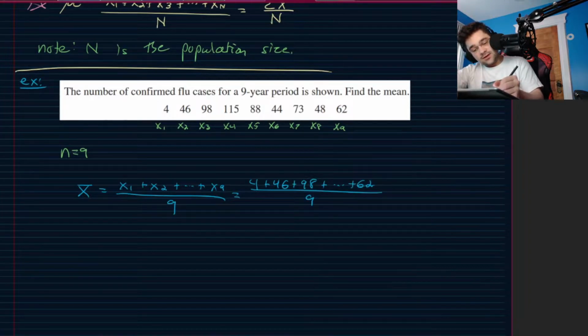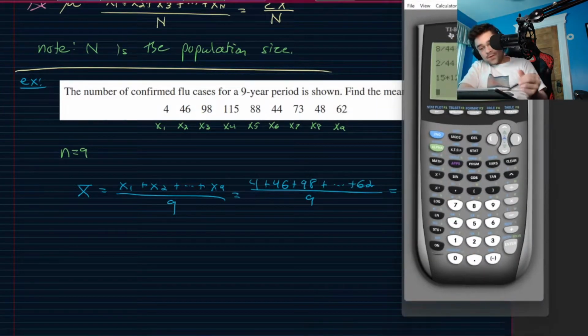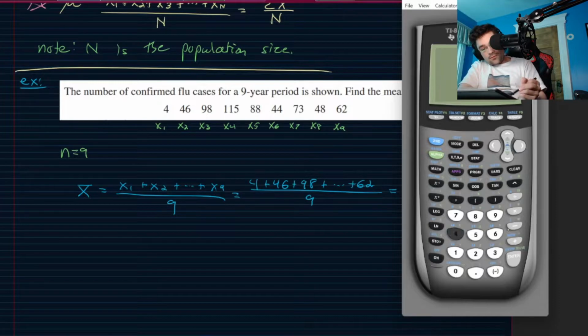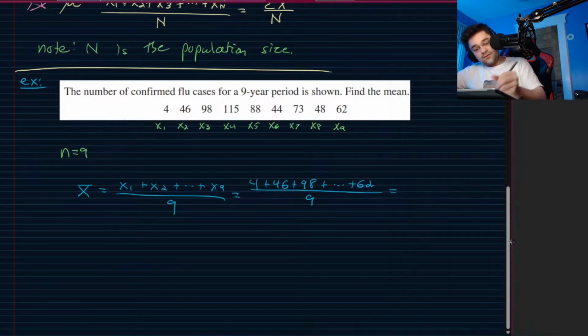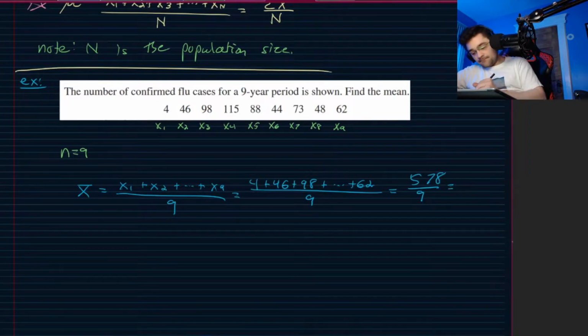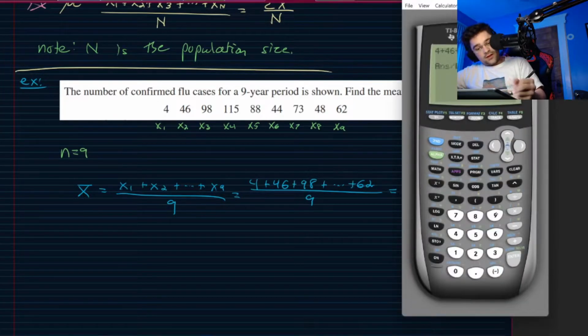Let me see what that sum is on my calculator. So I just got to add all these up. 4 plus 46 plus 98, 115, 88, 44, 73, 48, and 62. So that numerator is 578. And then we're dividing this all by 9. So I could take this, divide it by 9. It says 64.222.